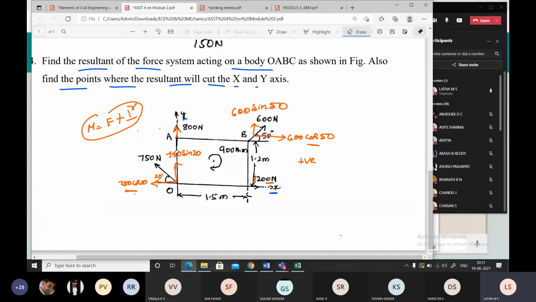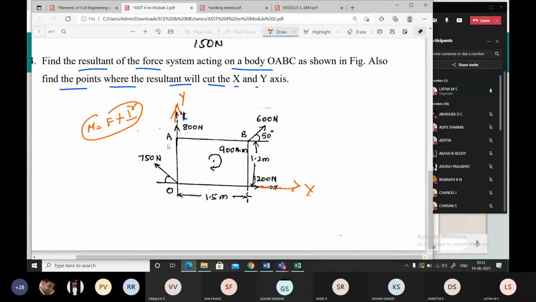I'll erase all this now. Okay, please listen to the class, students. Now, where are x and y given in the problem? Y is here and x is here. Correct? Now, find the points where the resultant will cut the axes x and y. The resultant has to cut these axes. Correct? Yes or no?